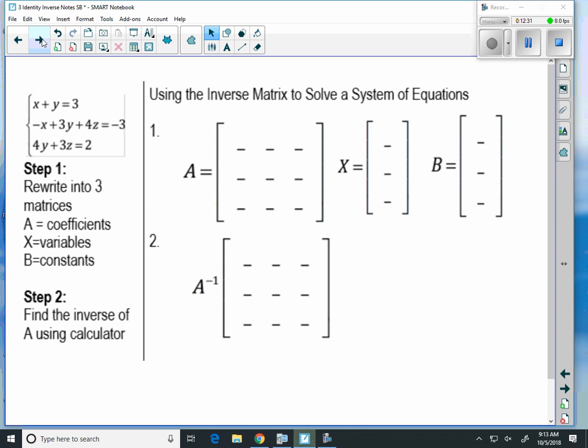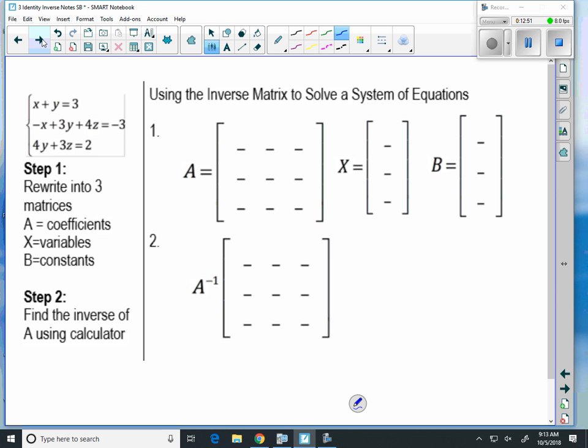All right, we're going to actually use our skills of finding an inverse on the calculator to solve a system of equations. So that's why I teach you inverse. I don't teach you it just to find the inverse. I'm teaching you something so that you have another way of solving an equation. So if we flip here, we have a 3 by 4.